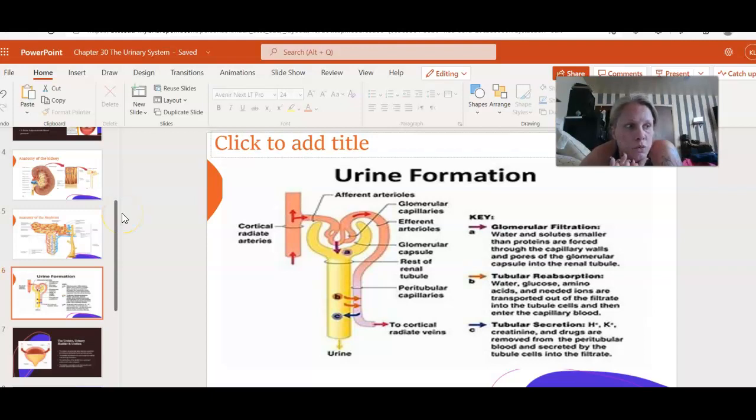Then we can talk about the tubular reabsorption. So the glomerular filtrate flows into the proximal convoluted tubule. The body needs to keep many of these substances, your nutrients, water, and ions that are found in the filtrate. All the substances to be kept pass through the wall of the renal tubule into the blood of the peritubular capillaries. And then during tubular secretion, substances move from the blood in the peritubular capillaries into the renal tubules. Those substances such as drugs, hydrogen, your waste products all get excreted in the urine.